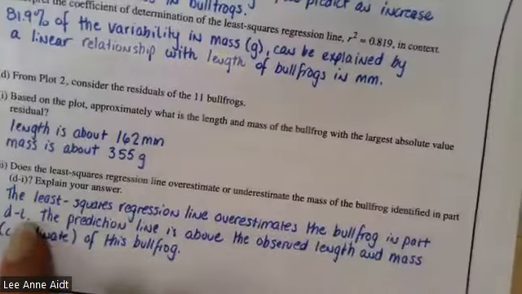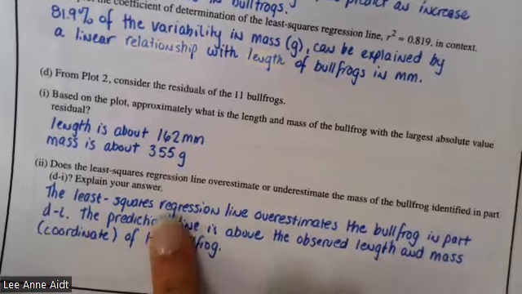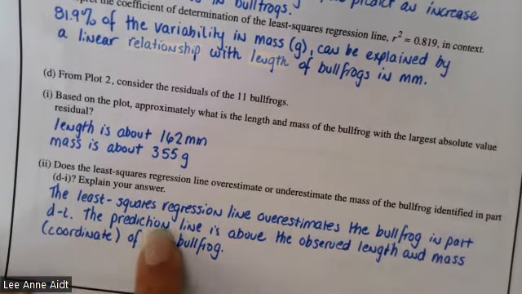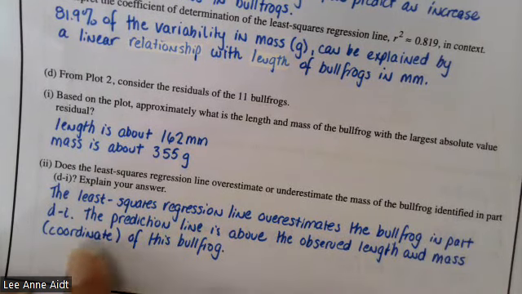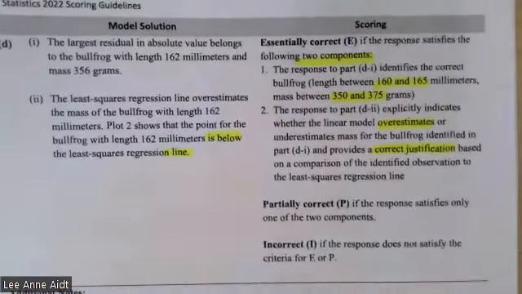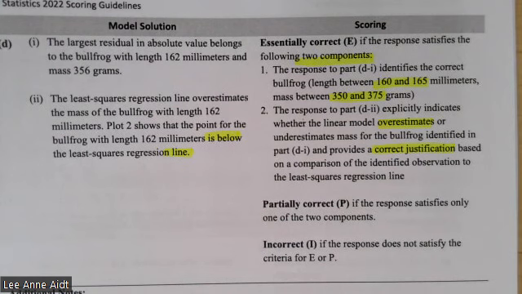This is what I said. Least squares regression line overestimates the bullfrog in part D1. The prediction line is above the observed mass and length coordinate of this bullfrog. Okay, take a second to tally up your number one, please.